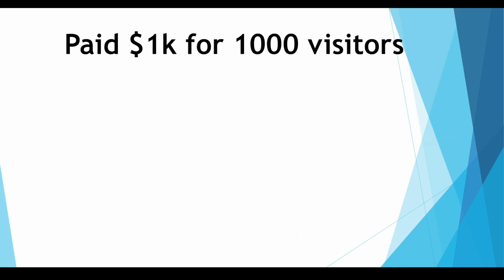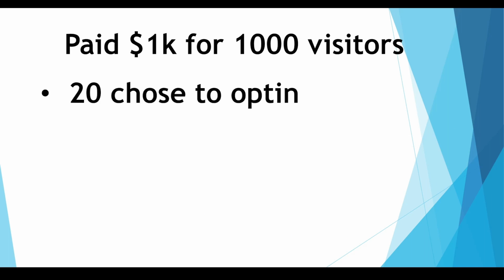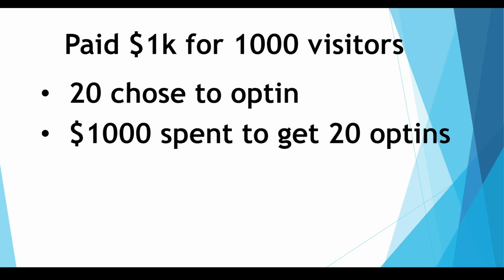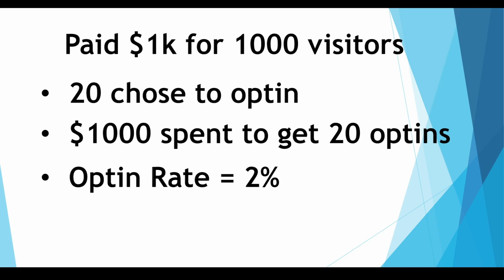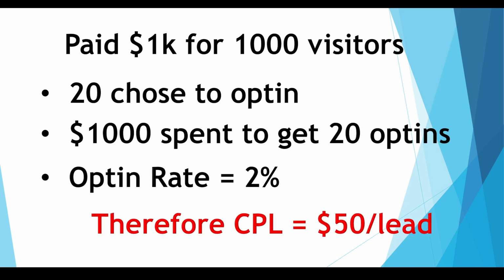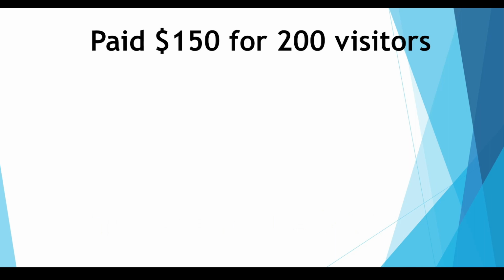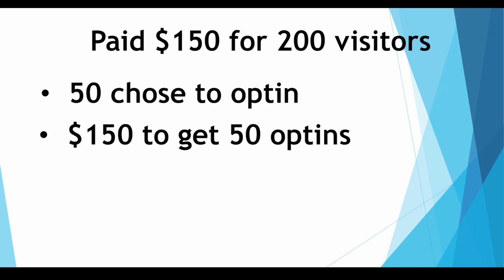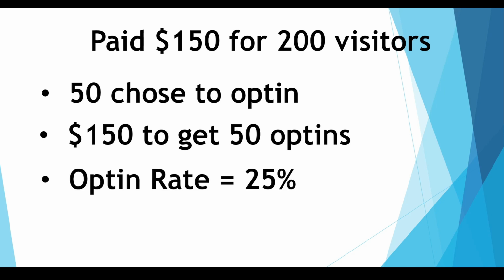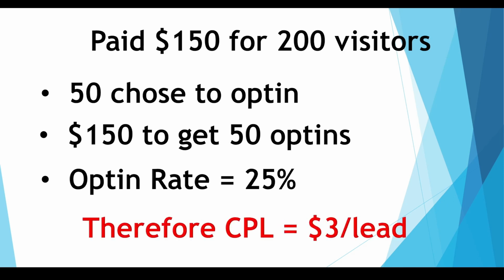Let's check the second example. You paid $1,000 for 1,000 visitors, and from those 1,000 visitors, you ended up getting 20 who opted in. What it looks like is that you spent $1,000 to get 20 opt-ins, which gives you an opt-in rate of 2%. So your cost per lead is $50 per lead. If we look at a final example, you paid $150 for 200 visitors. And out of those 200 visitors, 50 of them chose to opt in, which means you paid $150 to get 50 opt-ins, or 50 leads, if you will, which gives you an opt-in rate of 25%. So your cost per lead would be $3 per lead.